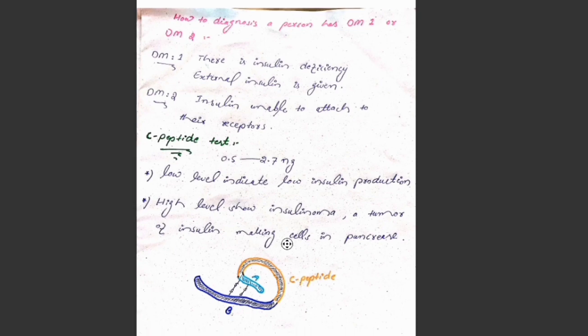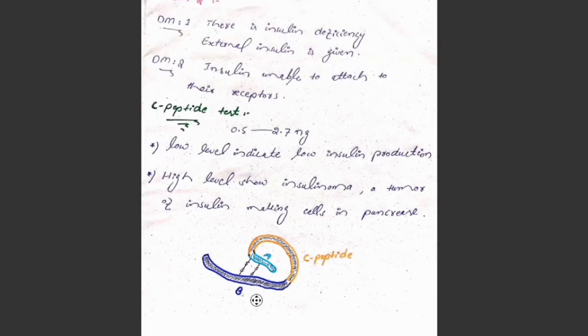So it will indicate that there is high production of insulin, and this can indicate a tumor inside the pancreas. Suppose a person has a C-peptide value in the normal range, between 0.5 to 2.7 nanogram per ml, but still has a high blood glucose level, so it indicates that the person has type 2 diabetes mellitus. Because the C-peptide value is normal, it means normal insulin is produced inside the body.